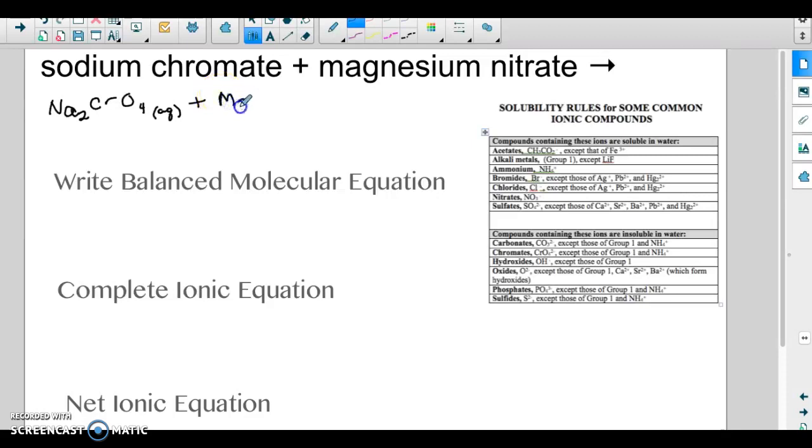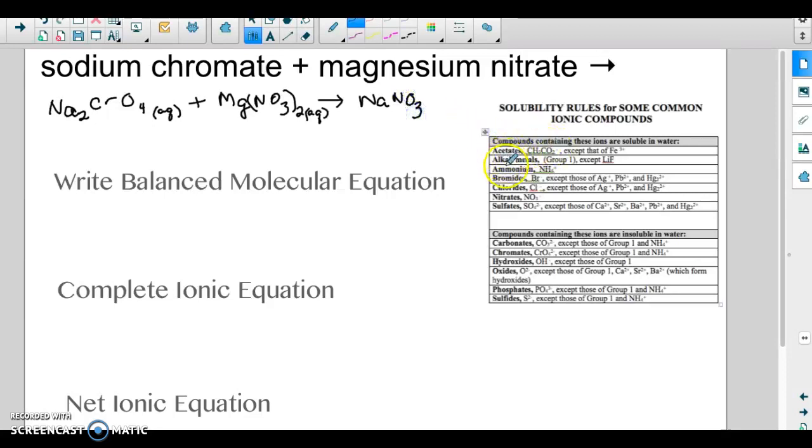You can also use your solubility handout that you can see over here to determine whether or not they're soluble or not. But we're going to give you aqueous reactants, otherwise they wouldn't react. Then it's a double replacement reaction, so you want to come over here and predict your products.